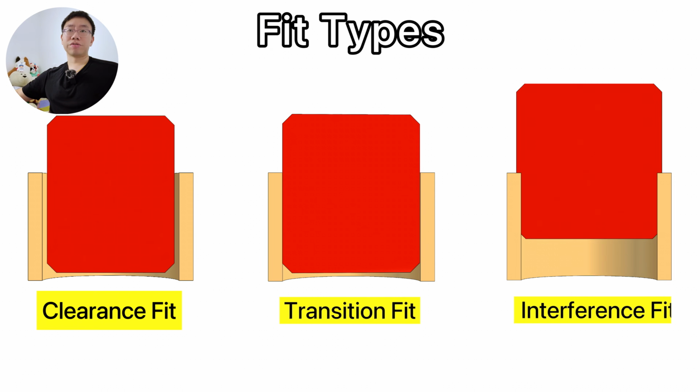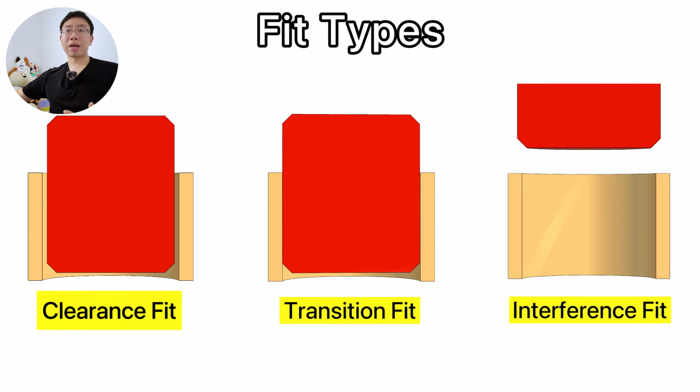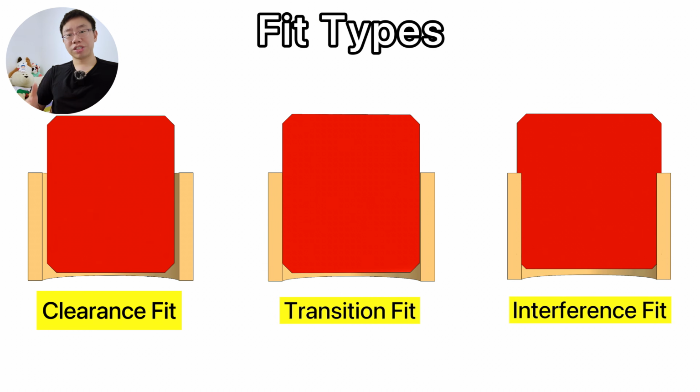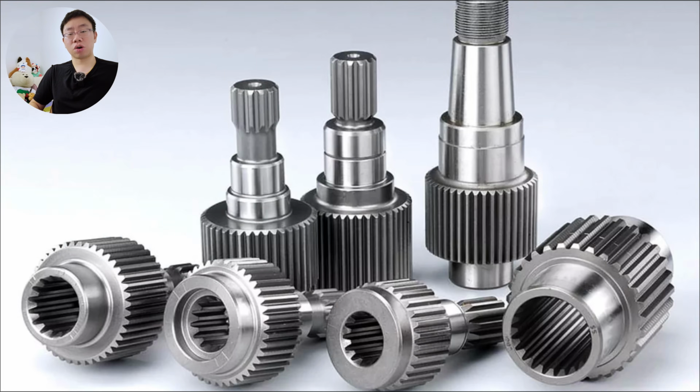Third is an interference fit. The shaft is intentionally made larger than the hole. Assembly requires force, heat, or cooling. Once assembled, they act as a single unit, which is perfect for press-fitted bearings or gears on a shaft.